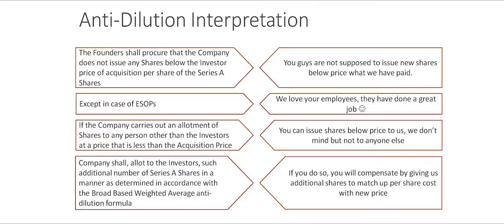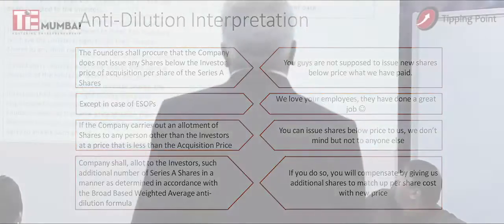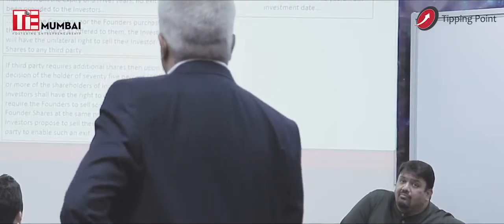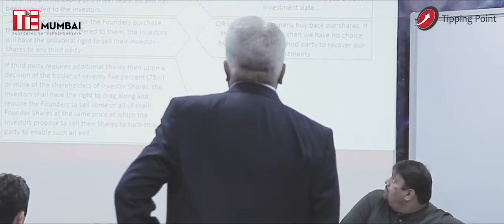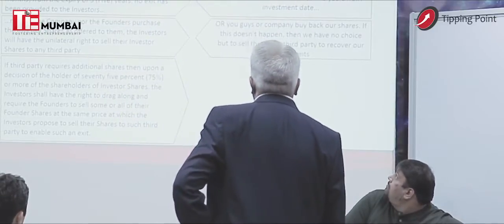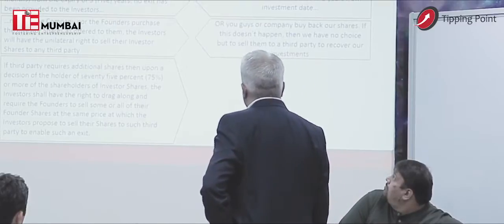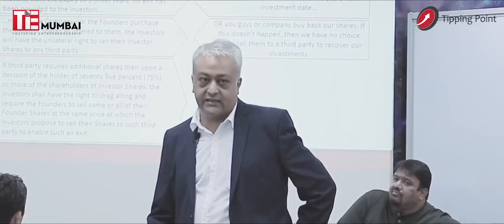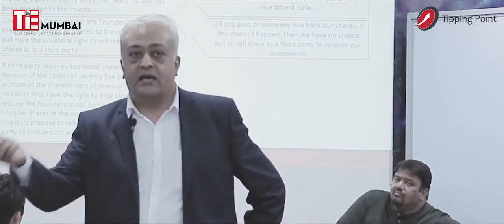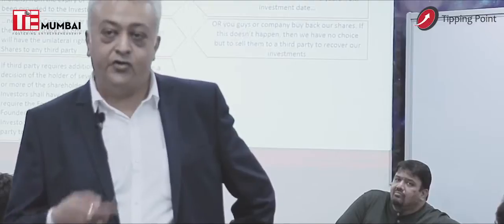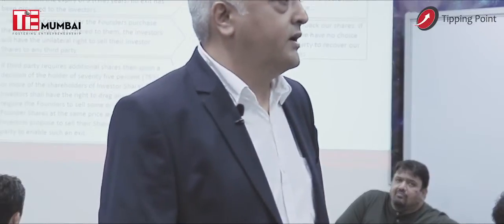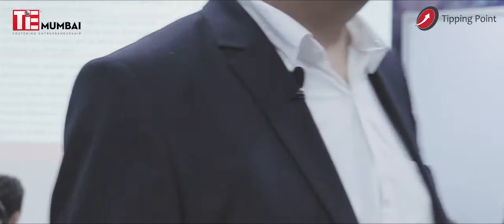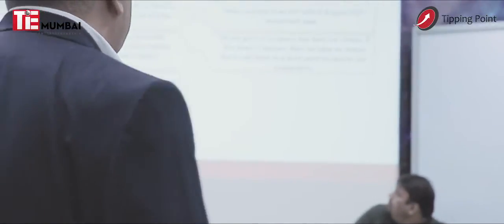Let's try to simplify this. Either you provide an exit within 6 years from the investment date, or you, the company, buy back our shares. If this doesn't happen, then we have no choice but to sell our shares to any outsider third party. So if you are not able to find an alternate investor and help us to get an exit, we may find one on our own.